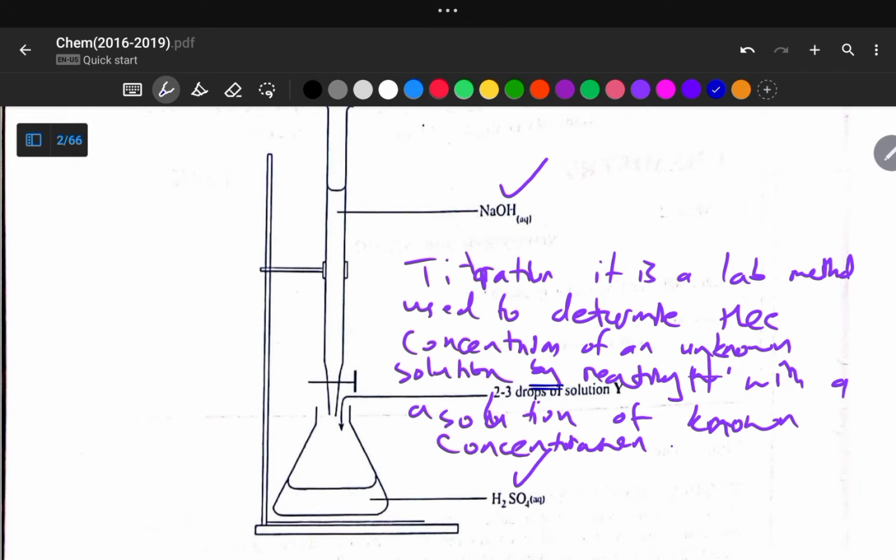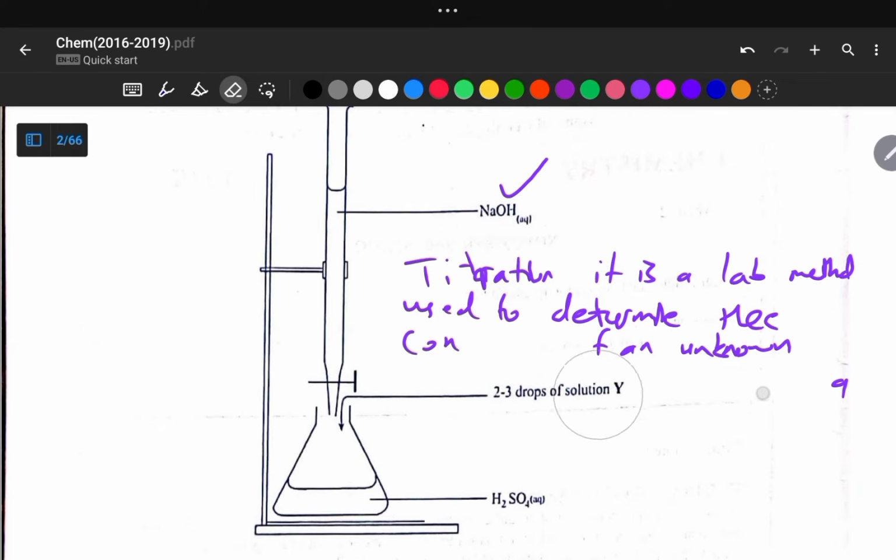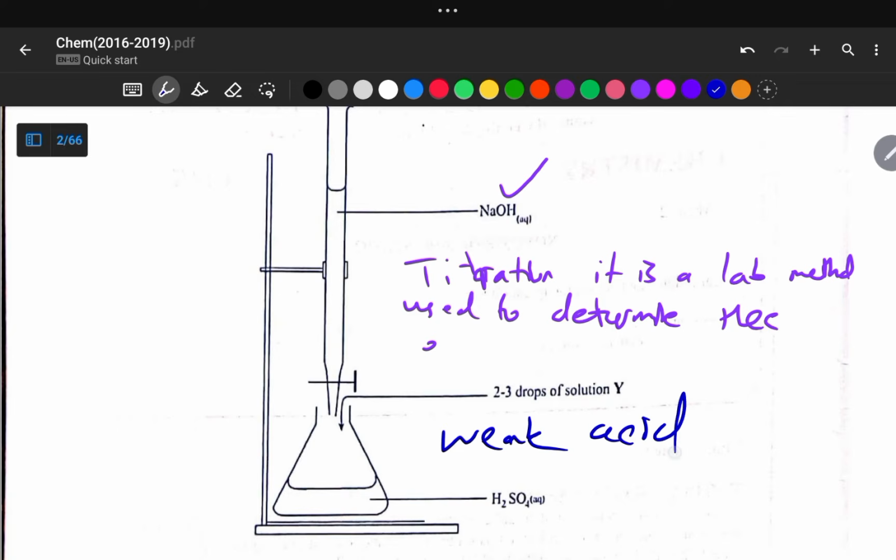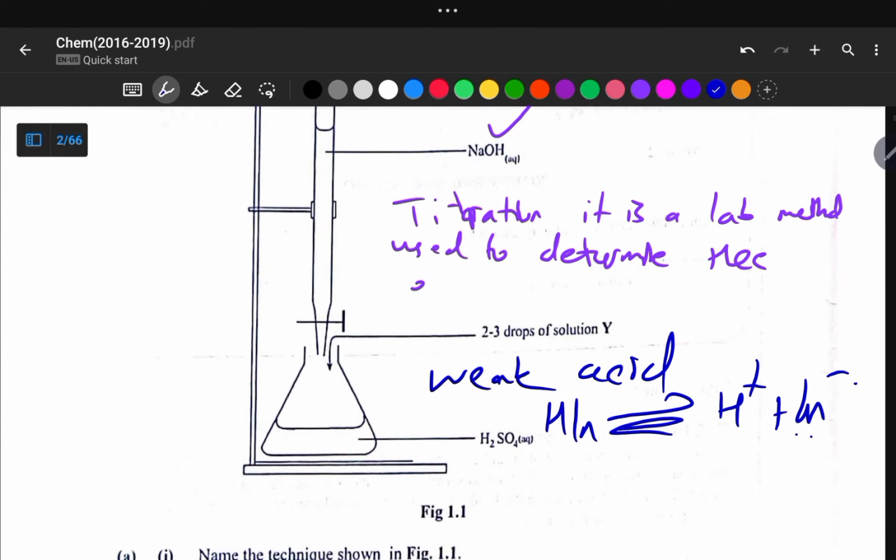Let me expand on this definition, as I want to explain the use of an indicator. An indicator is defined as a weak acid whose conjugate base is of a different color. It is defined by this equation: this is the weak acid indicator and this is the conjugate base. The color here is different to the color on the conjugate base. This is a reversible reaction, meaning it proceeds in either direction.